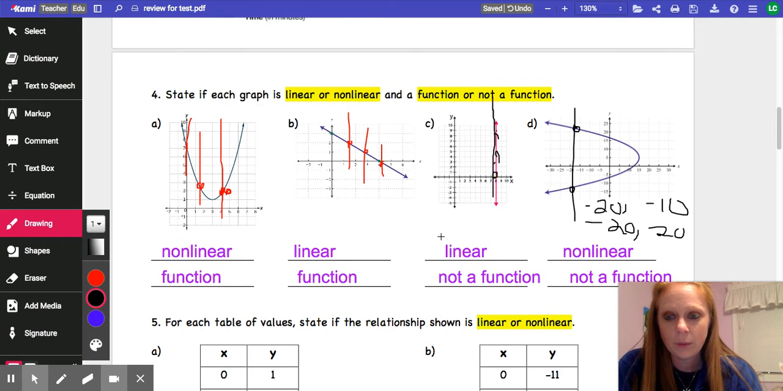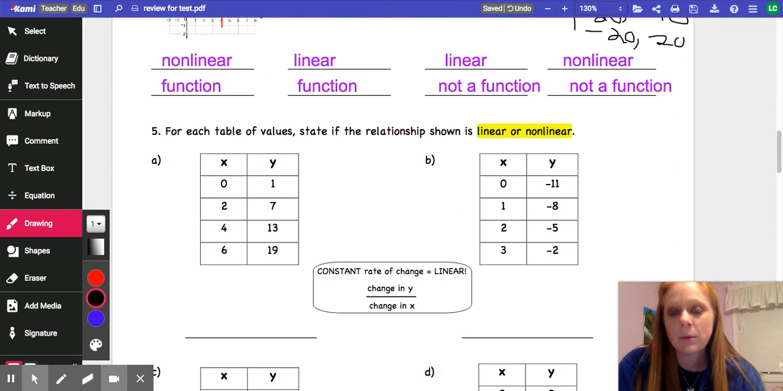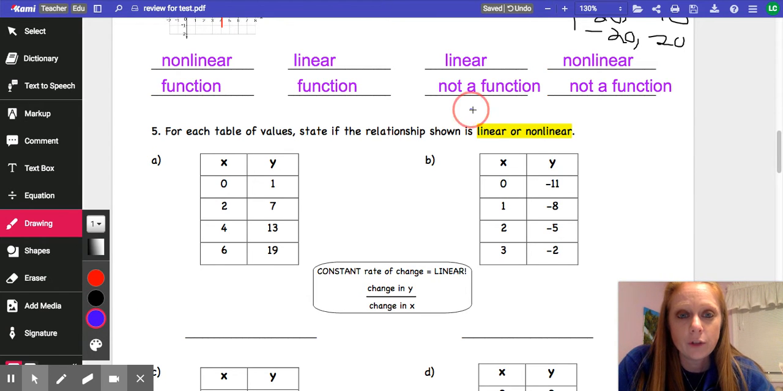Okay, let's move on. Number 5. We have some tables. Figure out if it's linear or nonlinear from a table. So we're looking for constant rate of change. In order for it to be linear, we need to have constant rate of change, which I'm abbreviating as CROC. Rate of change, also known as slope, is the change in y over the change in x. So let's figure out what our slope is, or our rate of change, throughout the entire table and see if it's constant.